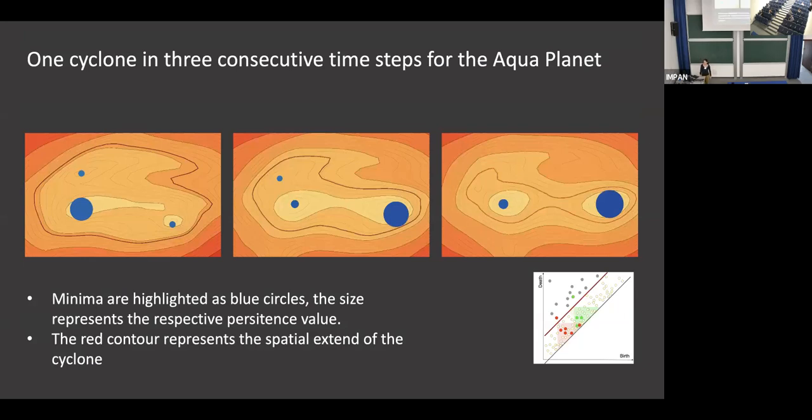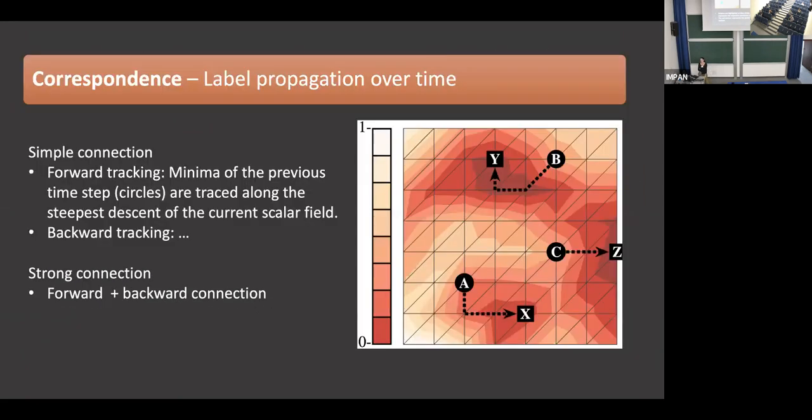Here we see an example of one of the cyclones moving over 3 time steps. You see at the beginning we have 3 minima, and in the third time step we only have 2 minima. The size of these spheres represents the persistence of these minima. You see that the geometric embedding is not stable, so the most persistent or feature-carrying minima can jump around a lot, but the group of critical points is quite stable here.